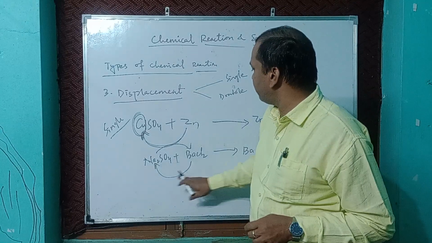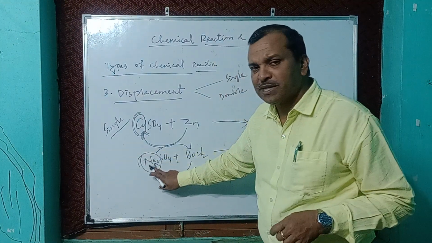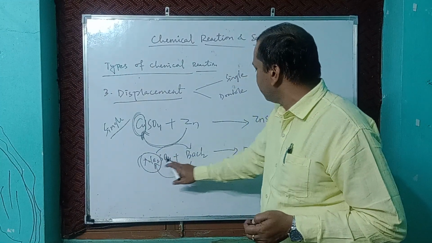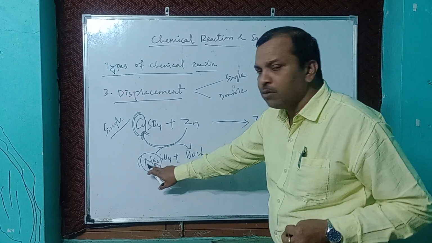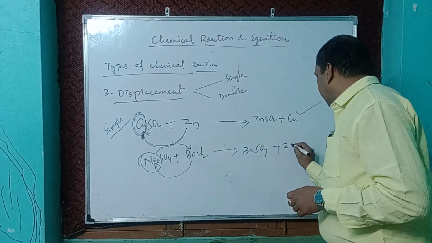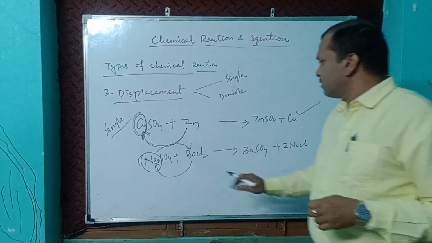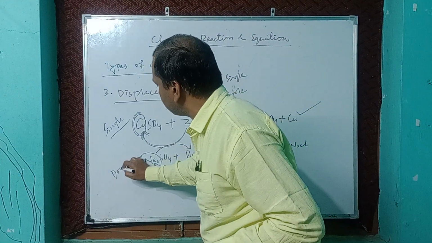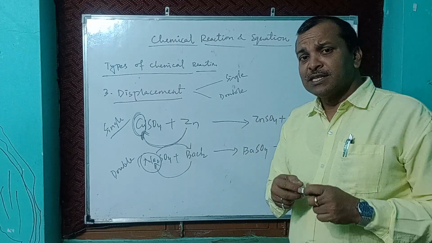What happens here? Ba will come here, which means Na2 will be displaced. How many Na are there? Two Na are there. So 2 Na will be displaced by Ba, so it will become BaSO4. Now Cl2 is there and 2 Na is there. So we will get 2 NaCl. Is it clear? Here it is single displacement, and this is double displacement.